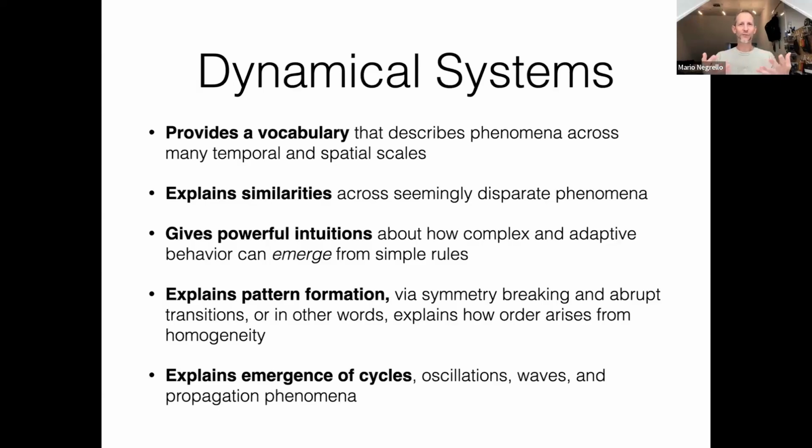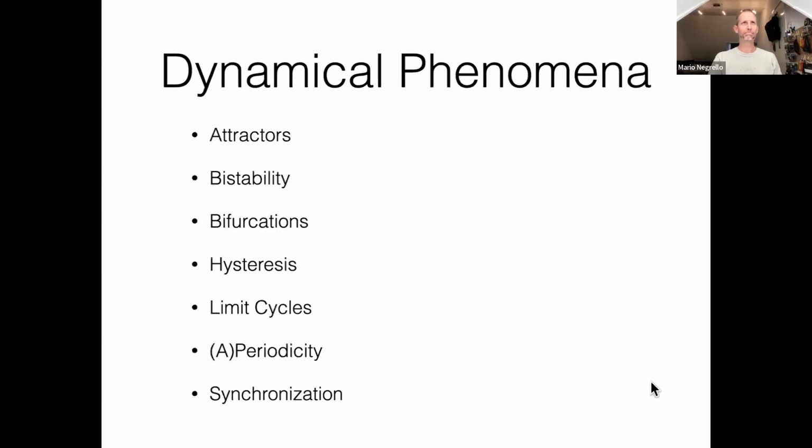It uses the concepts of symmetry breaking or bifurcations and abrupt transitions. And it tries to explain how order arises from what otherwise would seem like maximally entropic systems, completely homogeneous. And it would also explain the emergence of dynamical phenomena such as oscillations, waves, propagations, and so forth and so on.